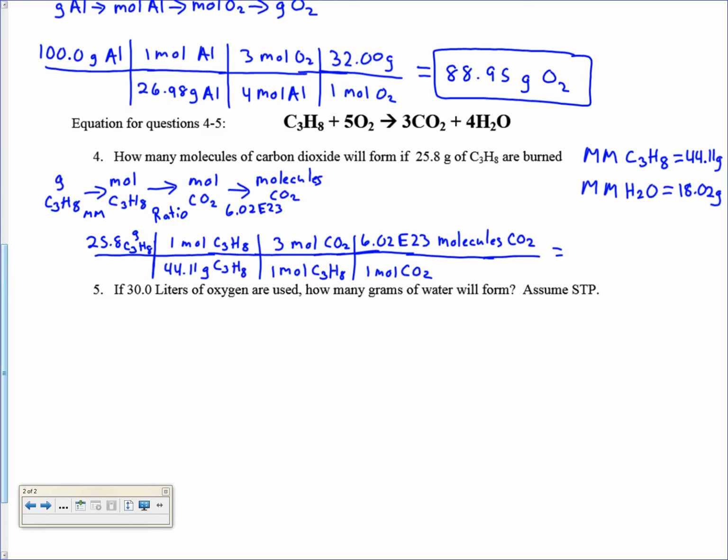Go through, calculate all of that. It looks like 3 sig figs all the way throughout. You should get 1.06 times 10 to the 24th molecule CO2.